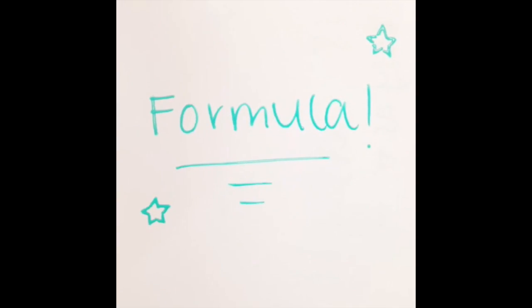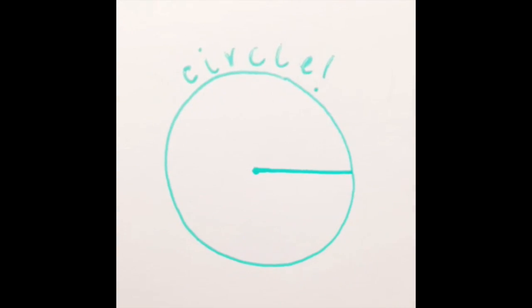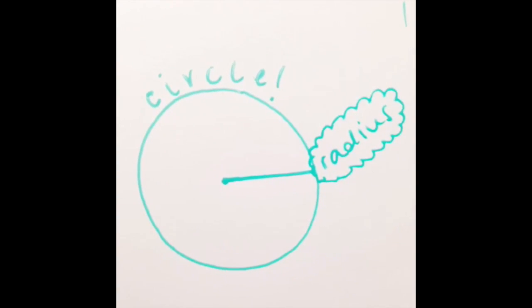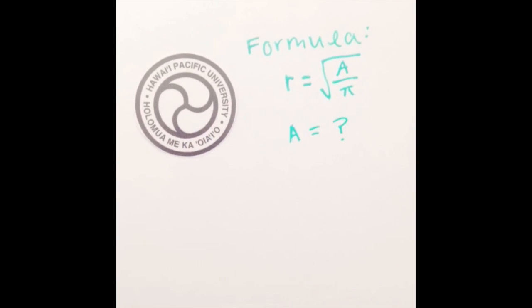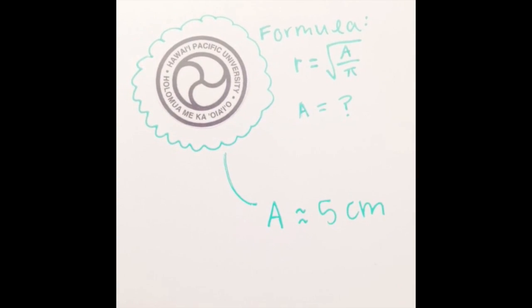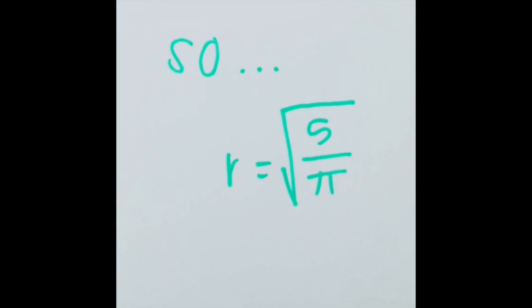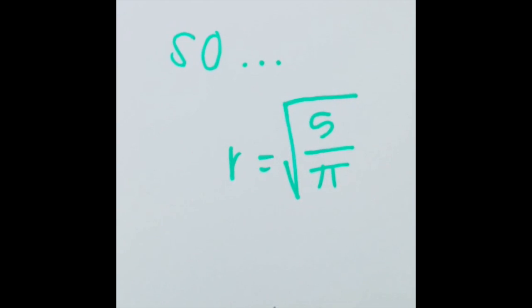Now let's find our formula. The formula we're going to use is the radius of a circle. Let's use our HPU logo as our circle. So our formula is r equals the square root of a over pi, and a is roughly 5 centimeters. So our formula becomes r equals the square root of 5 over pi.